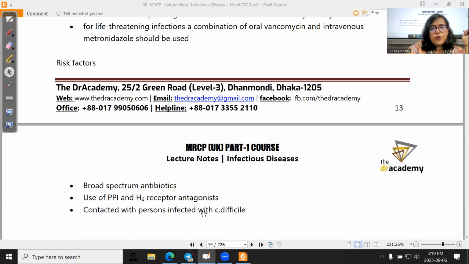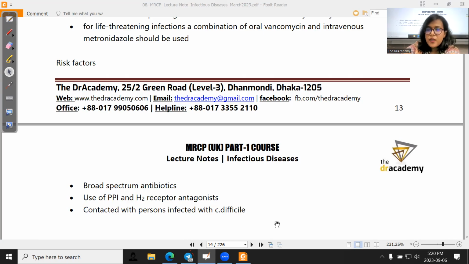And what are the risk factors? Not just the broad spectrum antibiotics, sometimes use of proton pump inhibitors and H2 receptor antagonists, such as cimetidine. It's rare, but the first generation PPIs can cause this, for example omeprazole, okay? And contact with another person infected with C.